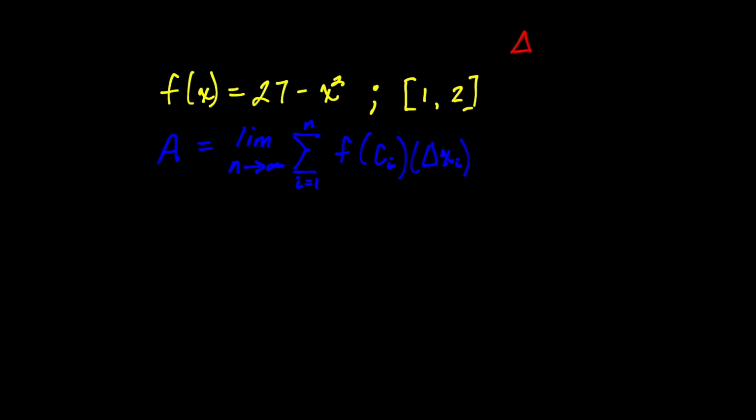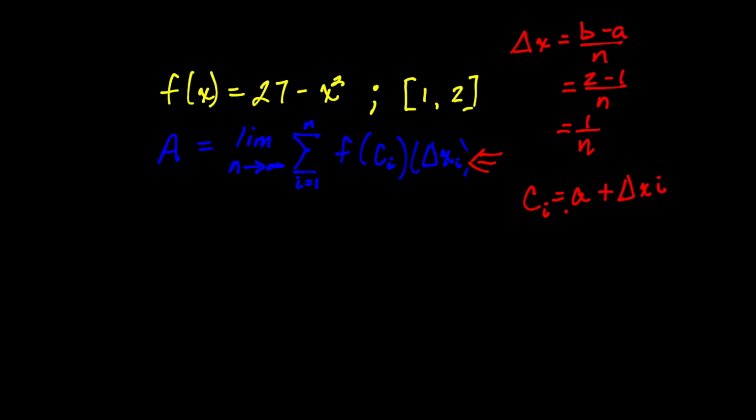So now I'm working it out. So we're going to figure out our delta x, which becomes, well, it's b minus a over n, which is 2 minus 1 over n, or 1 over n. So we're going to be using that in this section right here. So remember the last slide we said that my c sub i is now A plus delta x i. So this quantity is what is going to get substituted in here. So let's go ahead and do that.